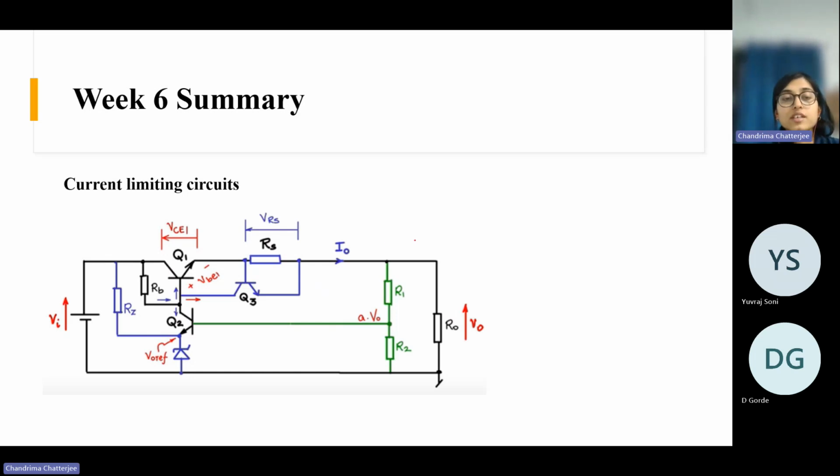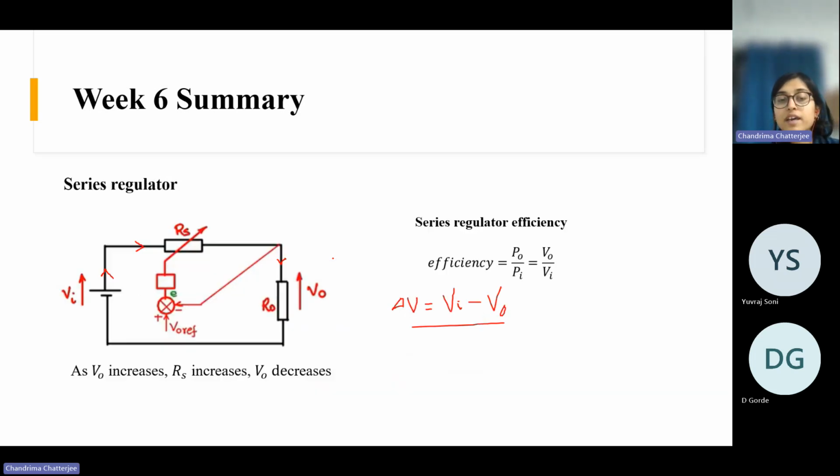Okay. Next we have the current limiting circuits. So till this point, do you have any doubt?